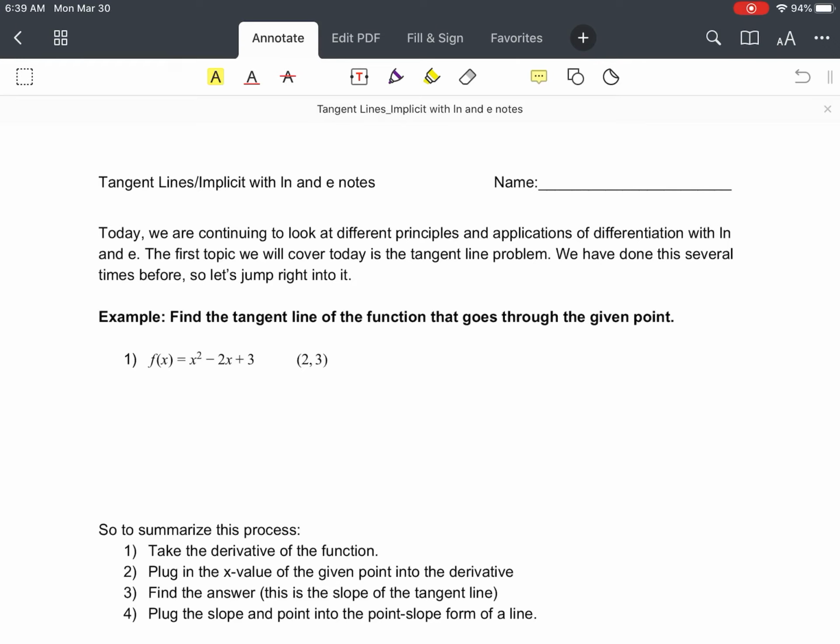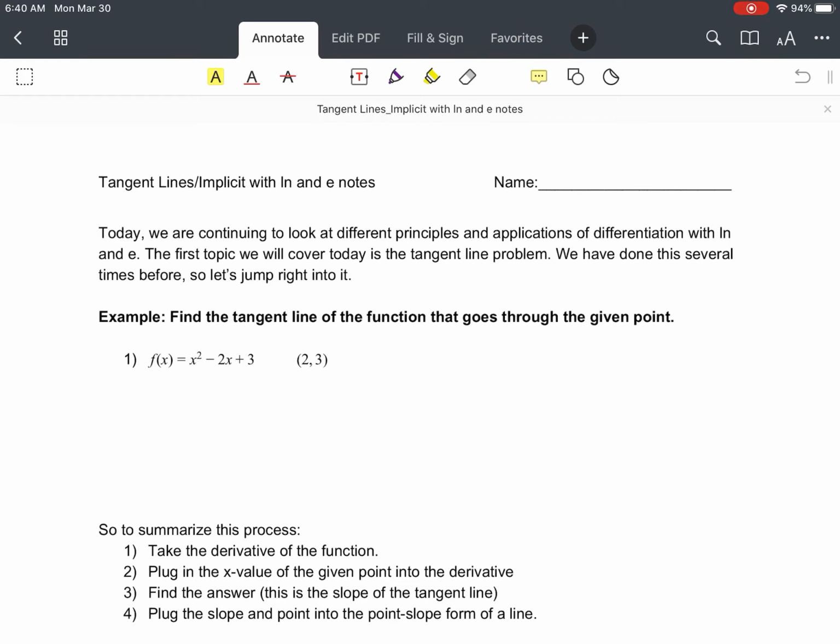Okay, so last time we looked at all of the complex derivatives with ln's and e's, okay? So today what we're looking at is a couple of different applications, well really just one application, but then one other way to differentiate, okay?